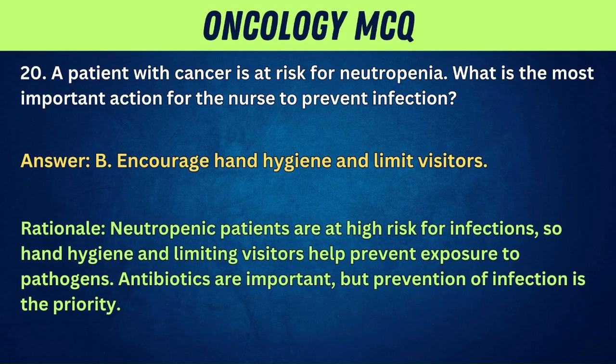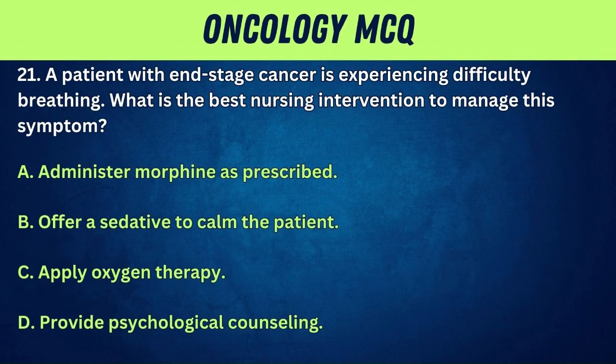Rationale: neutropenic patients are at high risk for infections, so hand hygiene and limiting visitors help prevent exposure to pathogens. Antibiotics are important, but prevention of infection is the priority. 21. A patient with end-stage cancer is experiencing difficulty breathing. What is the best nursing intervention to manage this symptom?